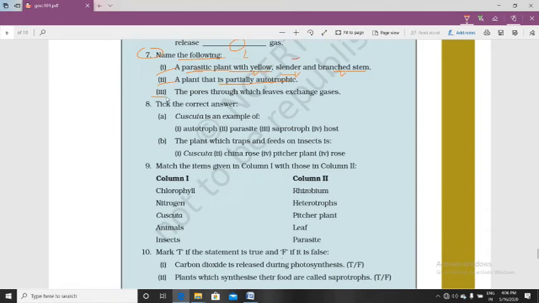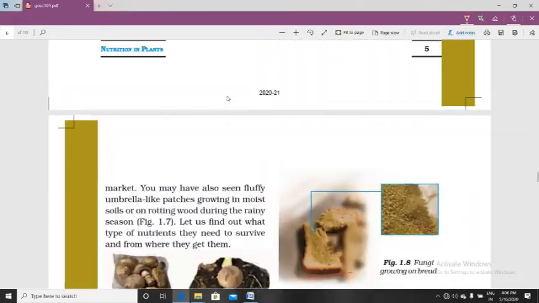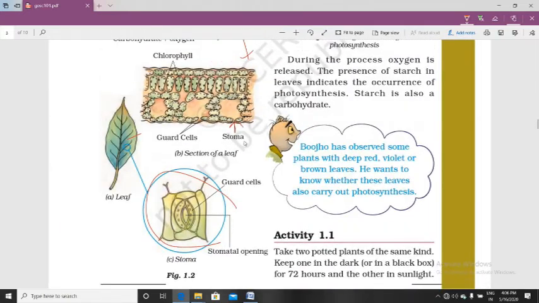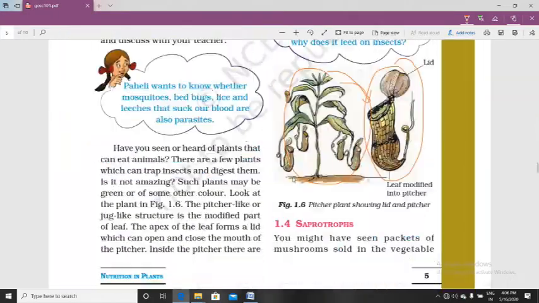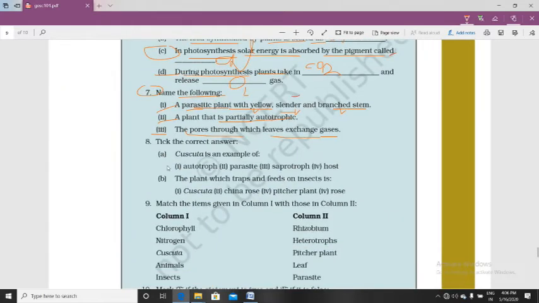Come to the third question. The pore through which leaves exchange gases. So what is the name of that pore? Remember, what is that called? That is called stomata. Come to the next one, question number 8. Tick the correct answer.